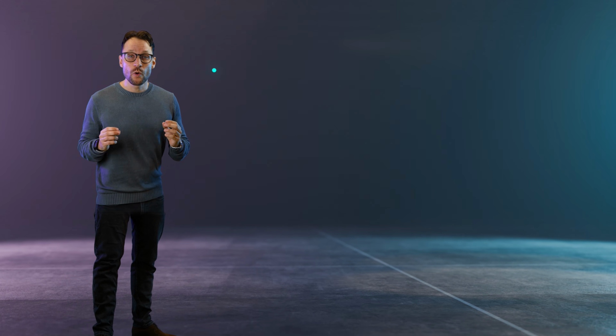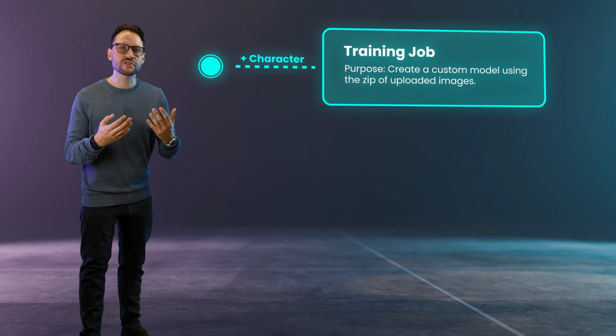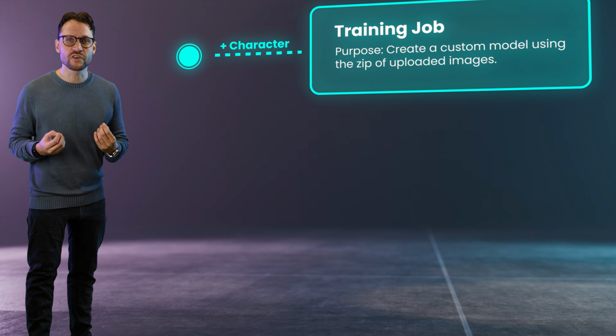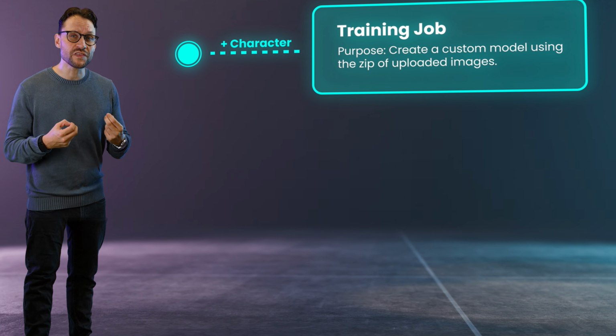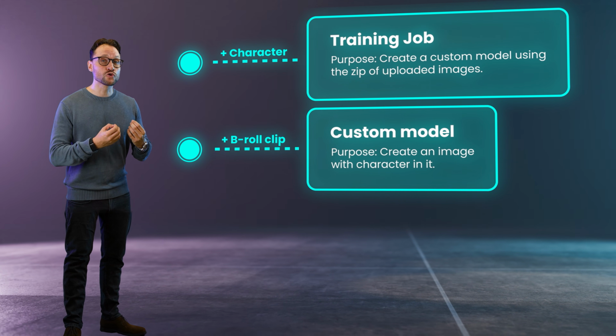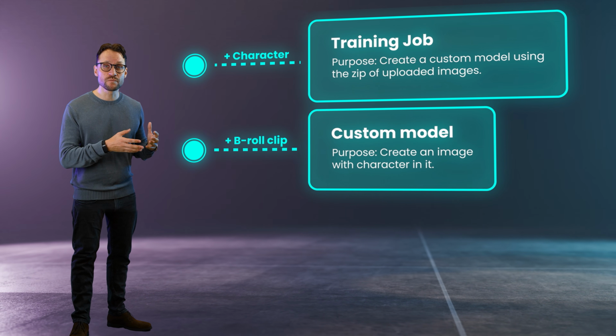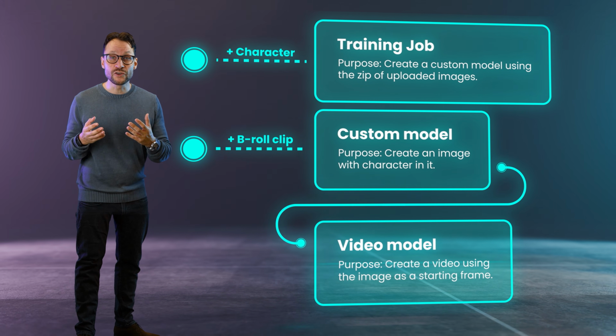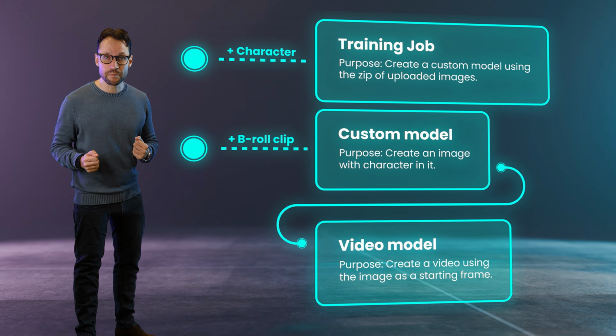We need to set up the chain of AI models we'll use for this SaaS. Let's get an overview. When a new character is created, we want to trigger a training job. This will use the uploaded images to create a custom image generation model that can generate new images with the character in them. This process is called fine-tuning. Then, when a new B-roll clip is created, we chain two models. The custom image generation model will generate an image. The image is then fed to a video generation model and used as the starting frame for the clip. We will do this on Replicate.